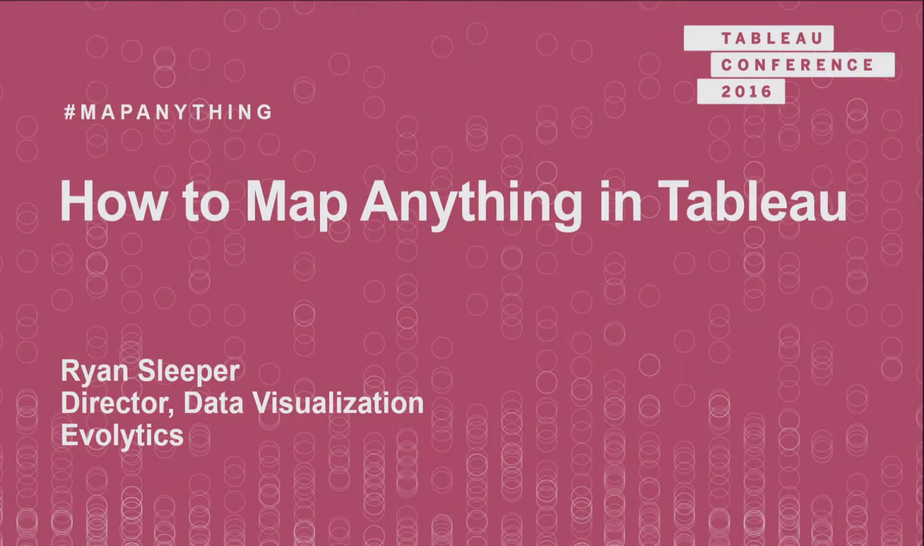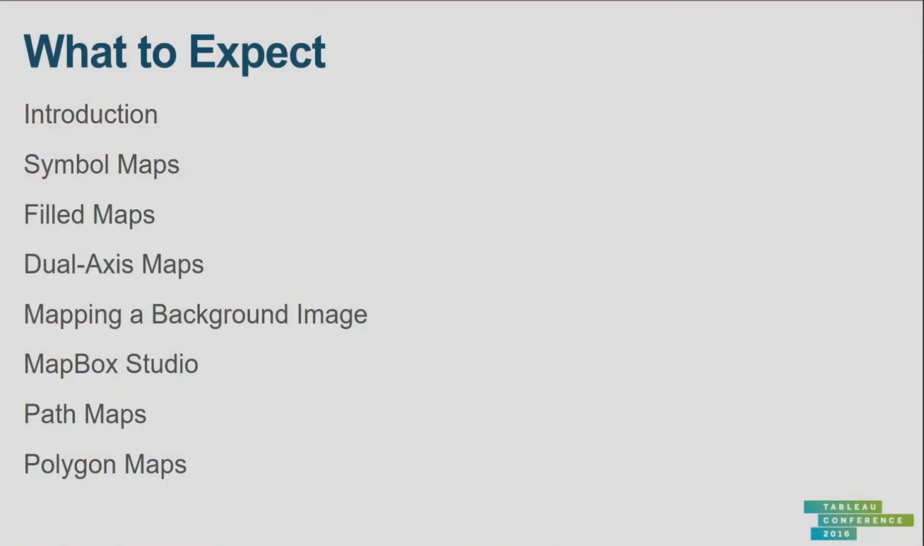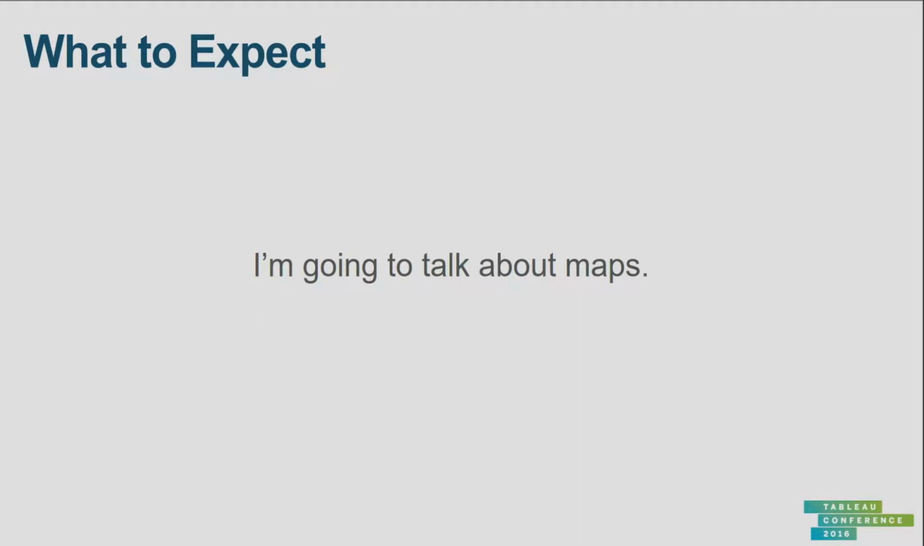All right. So today, a little quick agenda before I jump in. Give you a quick introduction, a little bit more about myself, and then we're going to talk about symbol maps, filled maps, dual axis maps, mapping a background image, Mapbox Studio integration, path maps, and polygon maps. I'm going to talk about maps today, I promise you. Make sure nobody left. All right, we're still good.